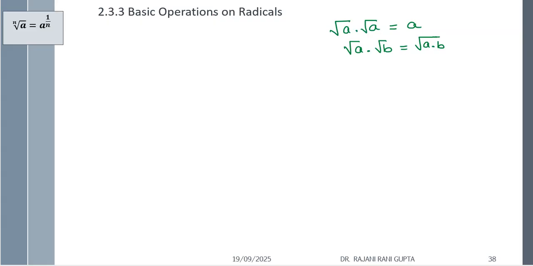If it's a cube root, it's going to work in the same way. But for the cube root, you need the term to be repeated three times to get the value A. And if it is a cube root of A times cube root of B, you can write it as cube root of AB and so on. Okay. So let's start with an example.